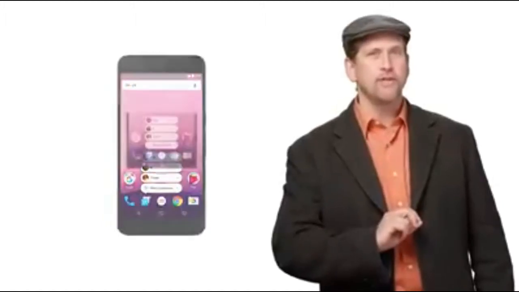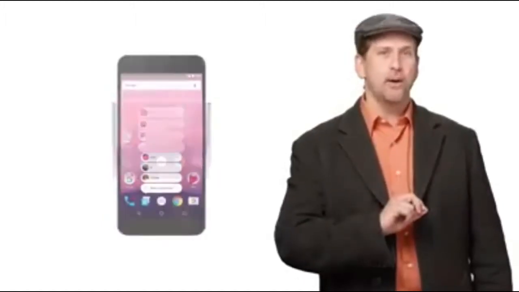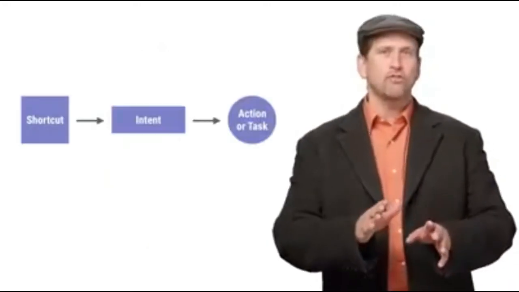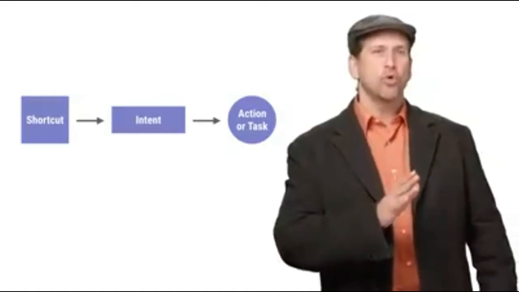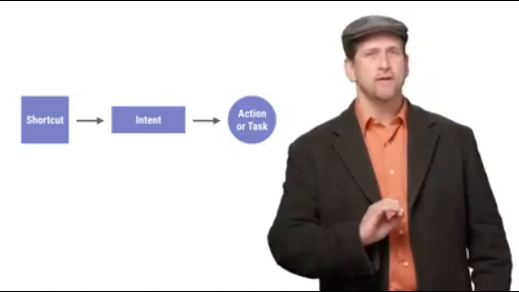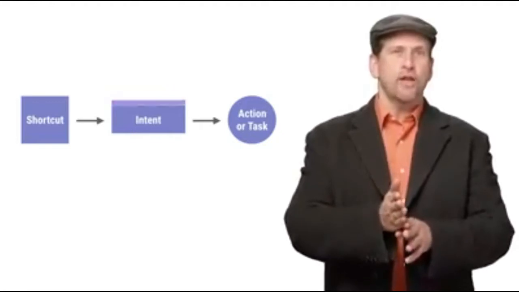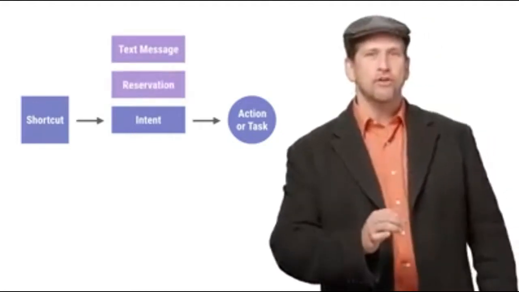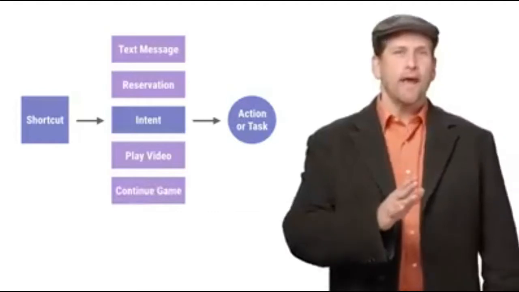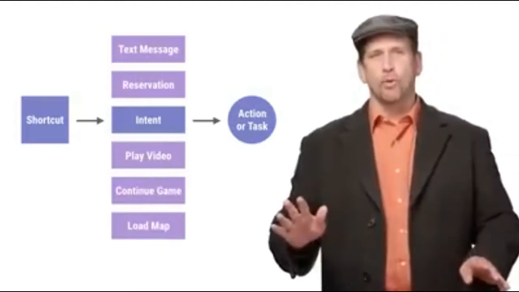So, what's new? First of all, Android 7.1 features a few changes specific to the launcher. App shortcuts allow you to add both static and dynamic links to key actions within your app. Users simply long press your app's launcher icon to reveal the app's shortcuts, then tap on a shortcut to jump to the associated action. Each shortcut references an intent, each of which launches a specific action or task, and you can create a shortcut for any action that you can express as an intent. For example, you can create intents for sending a new text message, making a reservation, playing a video, continuing a game, loading a map location, and much more.